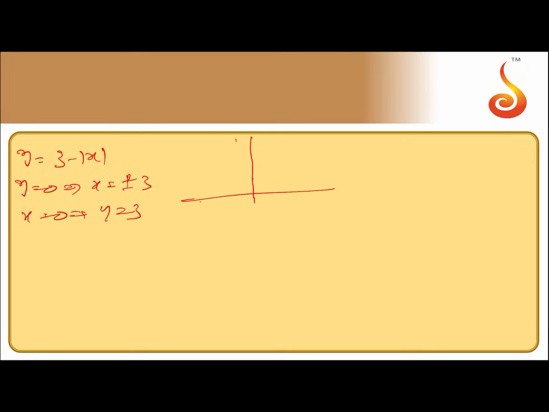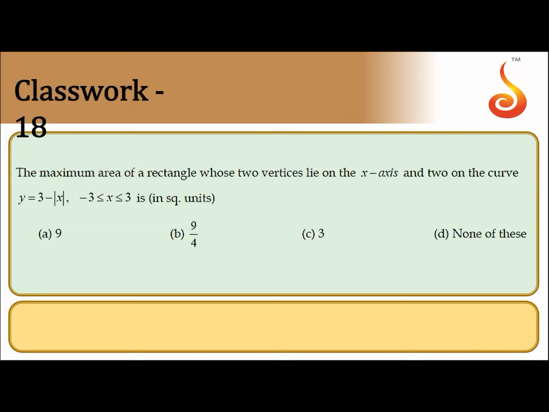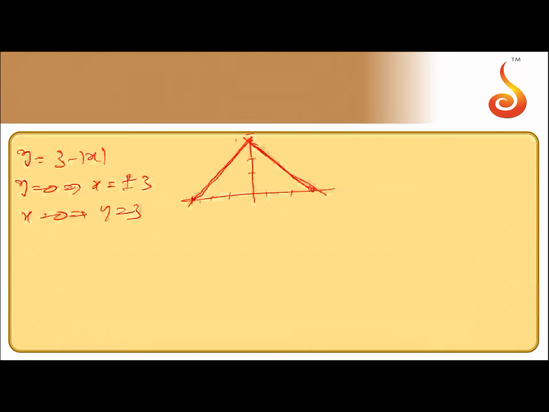So therefore, this is 1, 2, 3 and 1, 2, 3. Therefore, this is the point 3. So this is one straight line and this is another straight line. Yes, this is y is equal to 3 minus modulus x. And you are required to find the maximum area of the rectangle. You need to construct a rectangle whose 2 vertices lie on the x-axis and 2 on the curve. That means you have to construct a rectangle like this.